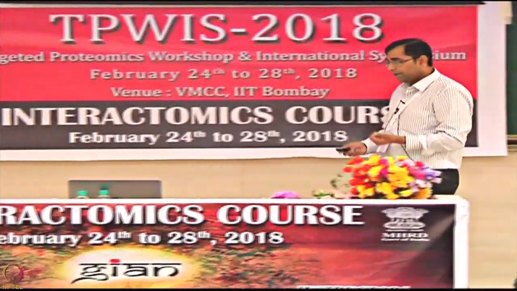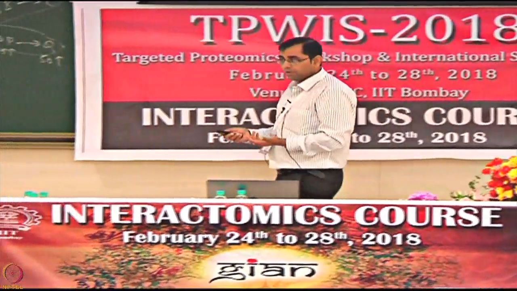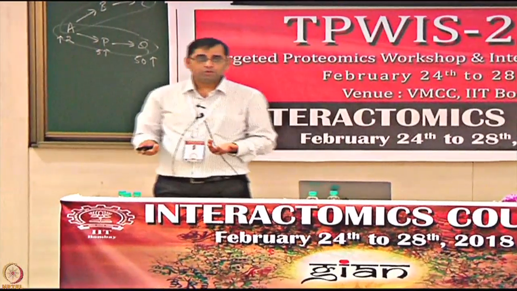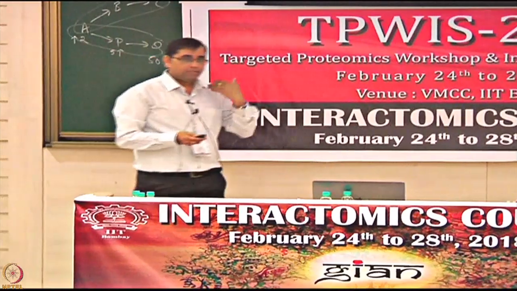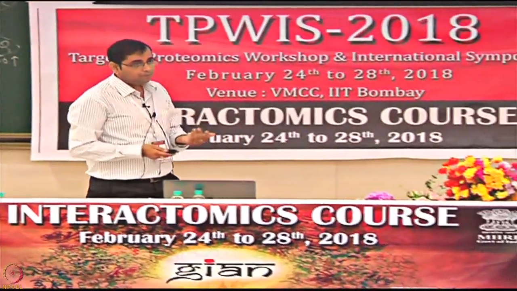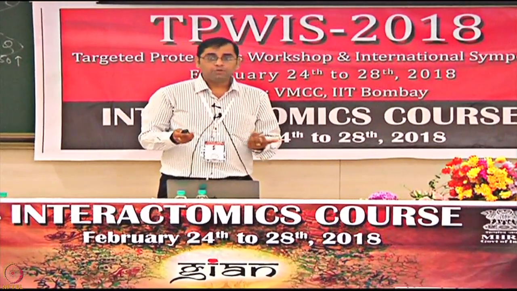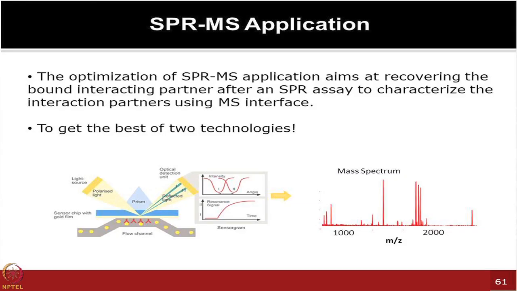So it's of course not a novel thought. It is just a practical concept which we want to employ to really find out the unknown interactors, but to detect them using mass spec. But even a practical concept can become very difficult when you do the actual experiments. So the concept is very straightforward. We are employing one of the SPR technologies and one of the mass spec technologies together, trying to get the best of the two technologies to identify the unknown interactors.